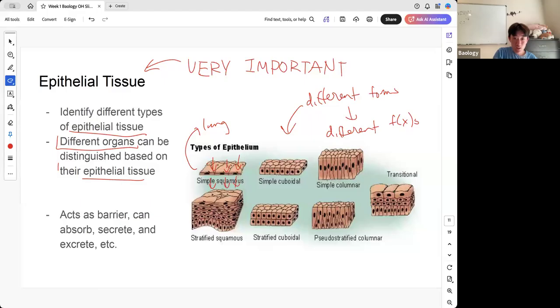Do people want me to talk about the functions of all of these? I can cover it as we go. Okay, let's talk about all of these. We've already talked about this one and this one. Simple columnar is absorption, like the small intestine. And then we talked about this one, which is stretchy: bladder, ureter. It's mostly only found in the excretory system.